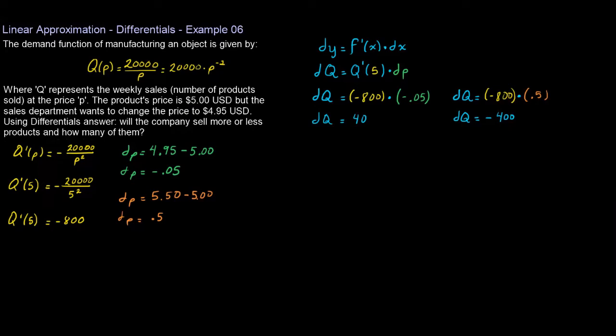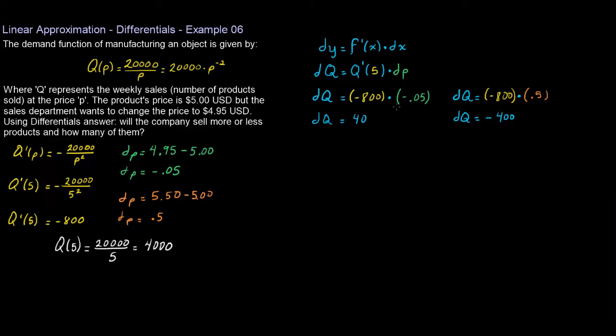So I'm going to show you something extra. Let's write here in white: what would be the expected weekly sales? It would be Q. How many products will you sell with the actual price, which is $5? We have 20,000 over 5, and that's equal to 4,000. Weekly, you would expect to sell 4,000 products.